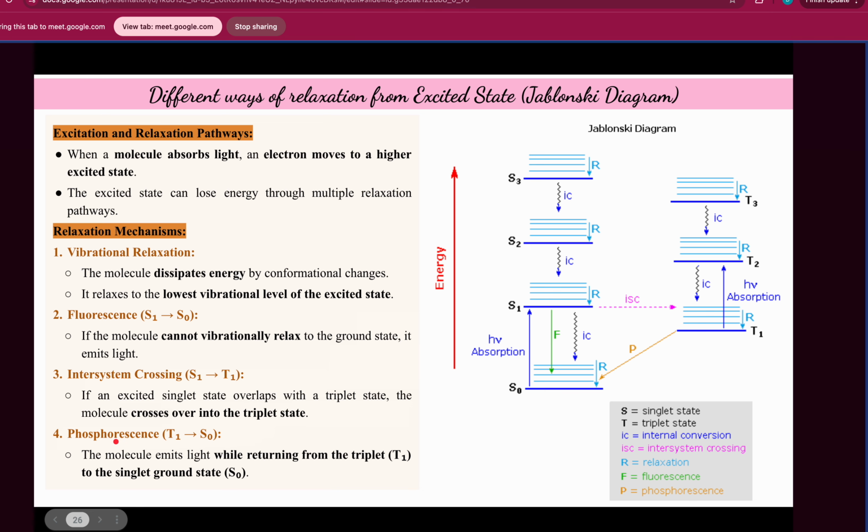Then there is another term, phosphorescence, which means relaxing from the T1 to the S0 state. So that is one difference between fluorescence and phosphorescence.